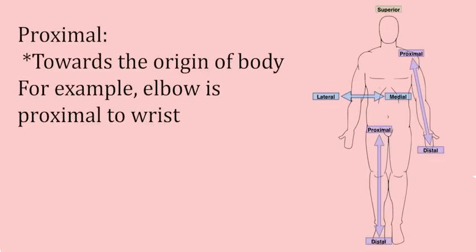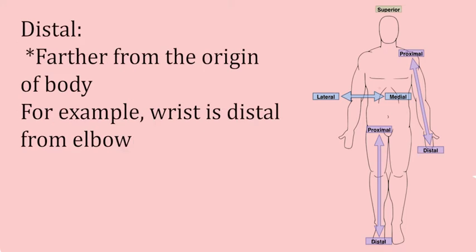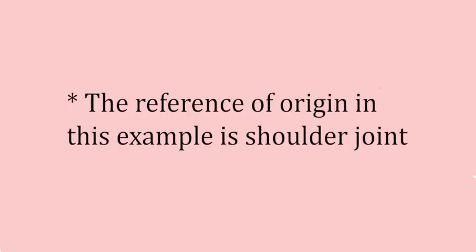Now let's move to our last pair of definitions. Proximal, which means situated towards the origin of the body. For example, the elbow is proximal to the wrist. Distal. It means situated farther from the origin of the body. For example, the wrist is distal to the elbow. The reference of origin in proximal and distal is the shoulder joint.